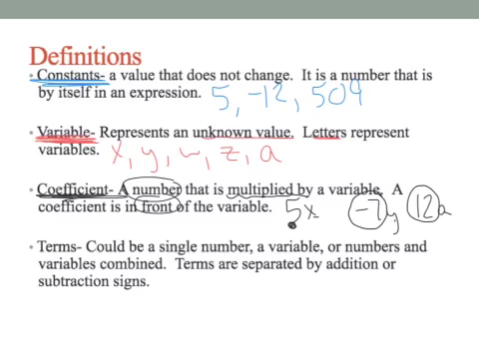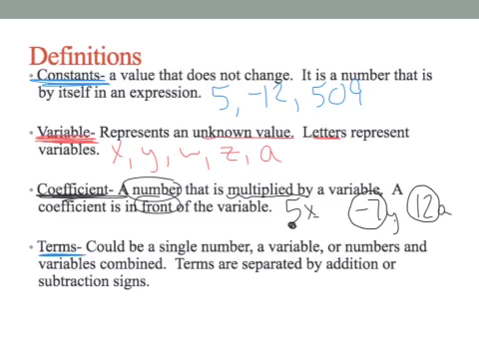The last definition we have on this page is terms. So it says terms could be a single number, a variable, or numbers and variables combined. Terms are separated by addition or subtraction signs. So terms are how many things you're adding together.